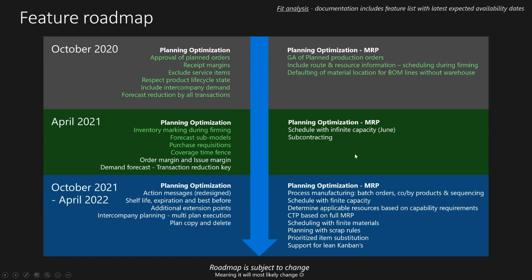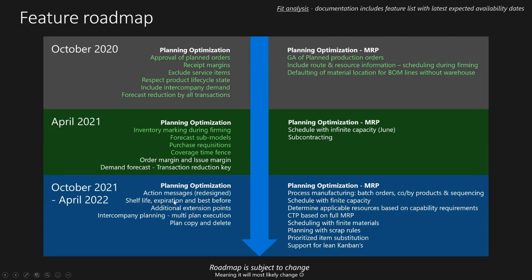If we look beyond that, another thing that we have very high on the list is process manufacturing: batch orders, co-products, by-products, sequencing, and so on. Support for this, so you can use formulas and so on. Also actions, something we're trying to see if we can squeeze in even earlier. But right now we have it in the box down here. It will probably be redesigned to some degree to make it more flexible compared to what we have today and more user-friendly.